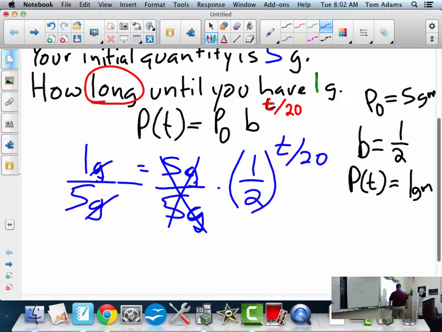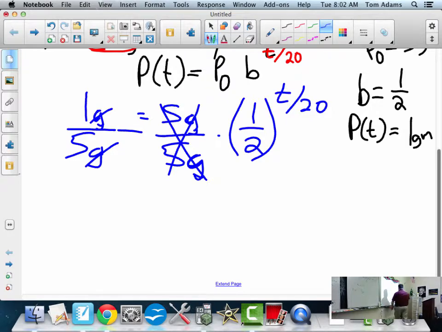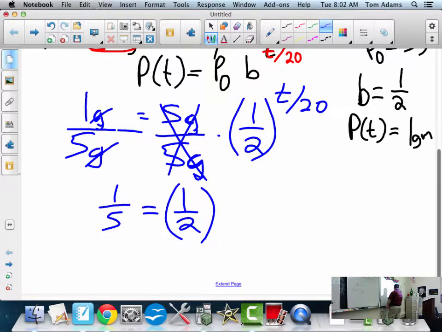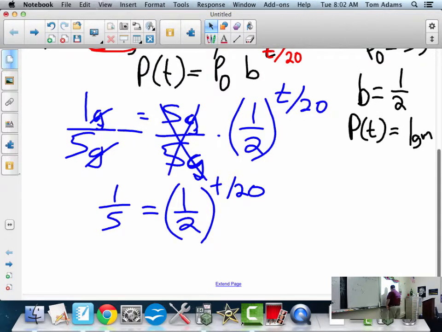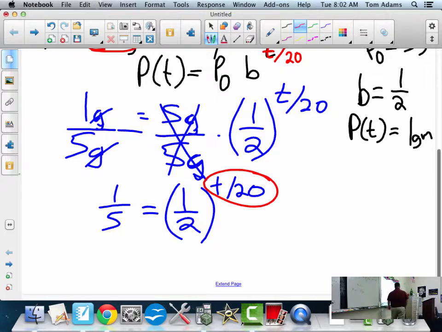So on the next line, we have 1/5 is equal to 1/2 raised to the t over 20. So the issue here is that there's no easy way to bring that t down from being a power. Well, there is. Does anybody remember how we do it? We did this in the last section or chapter.